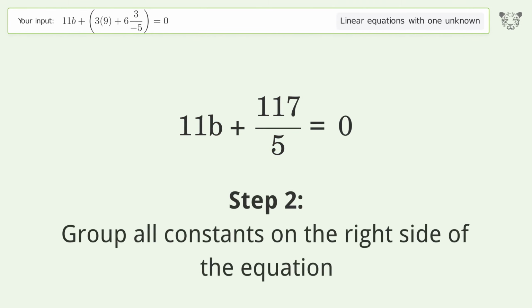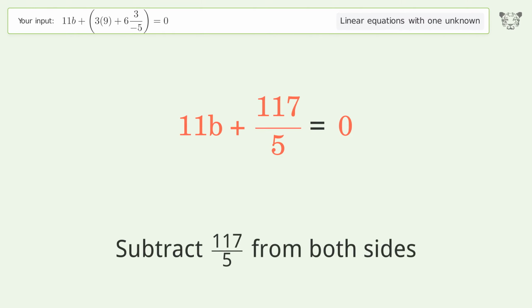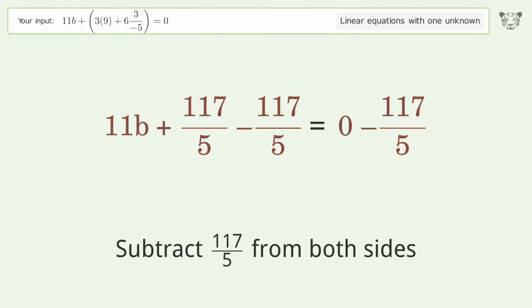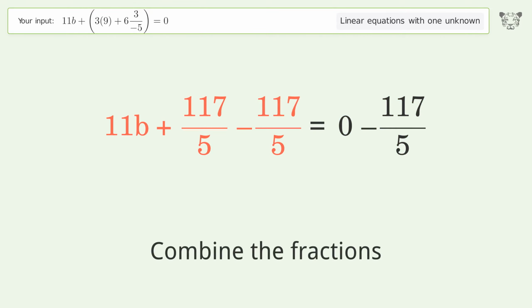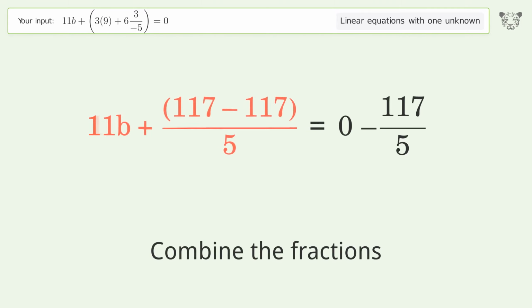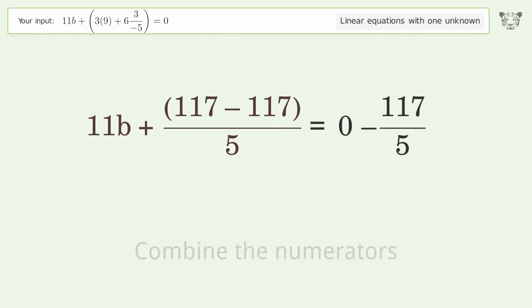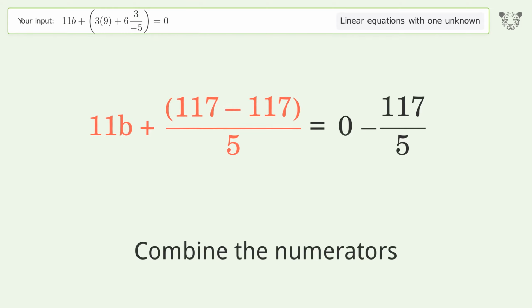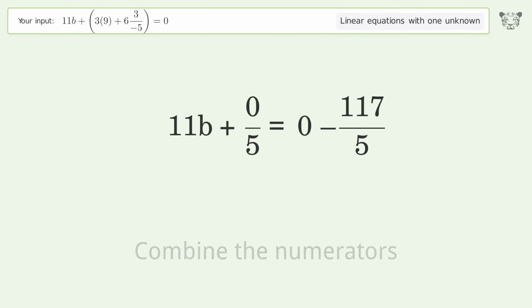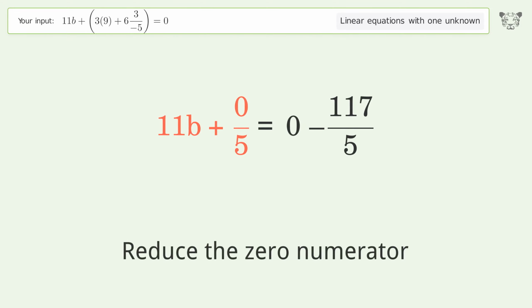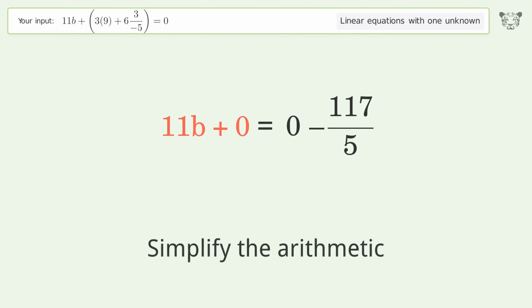Group all constants on the right side of the equation. Subtract 117 over 5 from both sides. Combine the fractions. Combine the numerators. Reduce the zero numerator. Simplify the arithmetic.